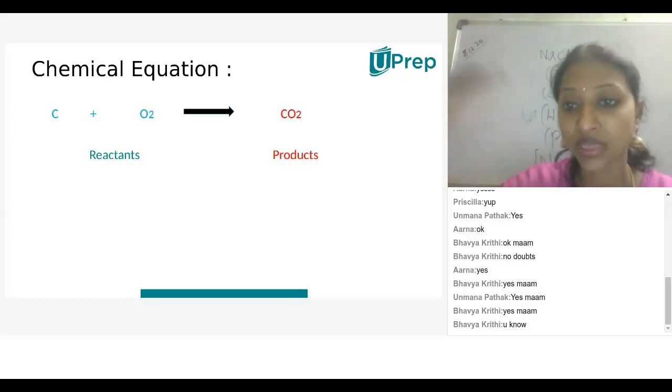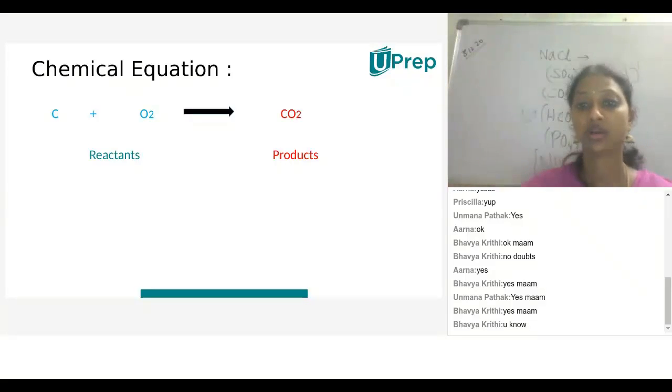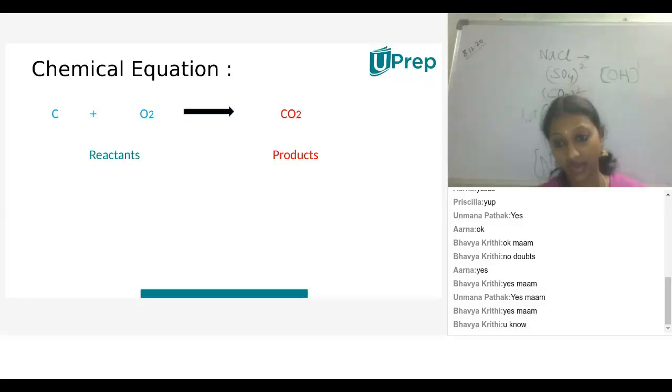If plus signs are on the product side also, it means that many products were obtained when the reaction was carried out. Ma'am, can we say that for C plus O2, C is added to O2? Yes, C burns in presence of O2, C is reacting with O2. C is nothing but carbon here.